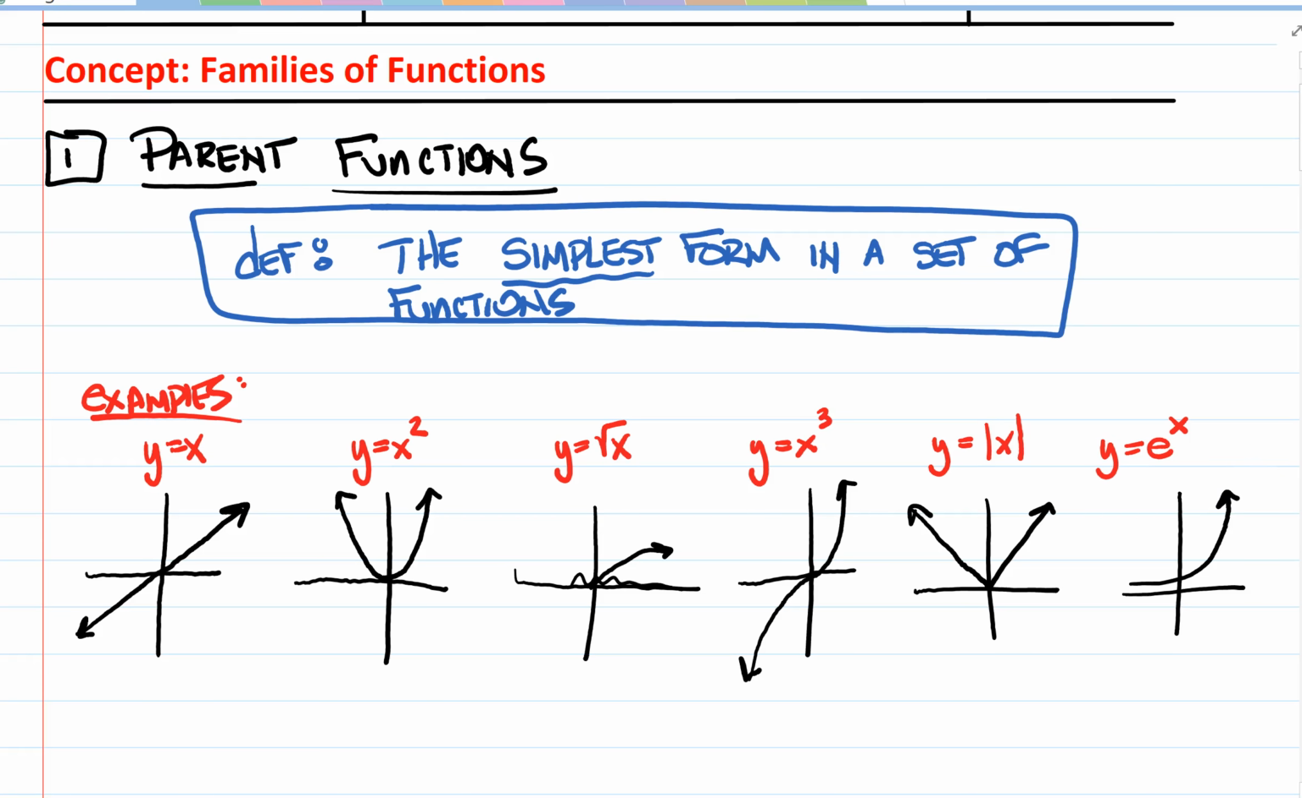So these are just basic, quick little sketches of parent functions. You should definitely have all 6 of these memorized in the sense that you have a general idea of what the shape looks like. You don't necessarily have to have points associated with them, but you should have the general shape. So there they are in case you need them, and that's what I wanted you to get out of box 1, the understanding of a parent function.